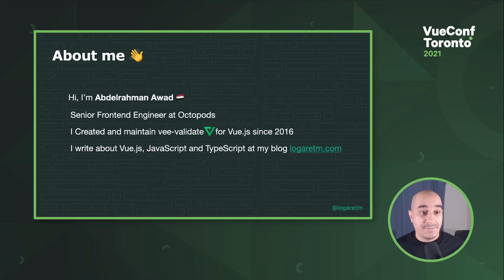So first, a little bit about me. I'm Abdelrahman Awad, Senior Front-End Engineer at Octopus. I'm based in Cairo, Egypt, and I created and maintain vee-validate since 2016.